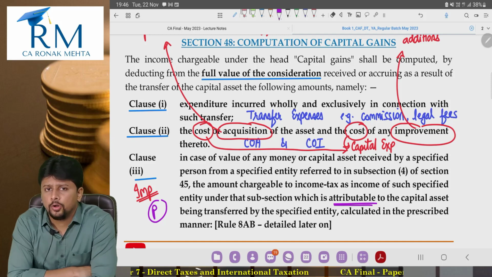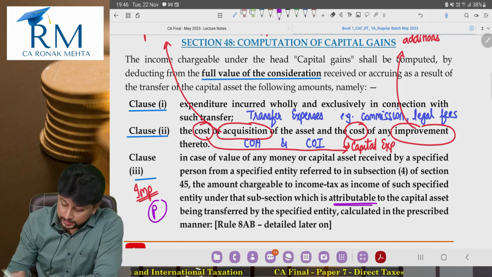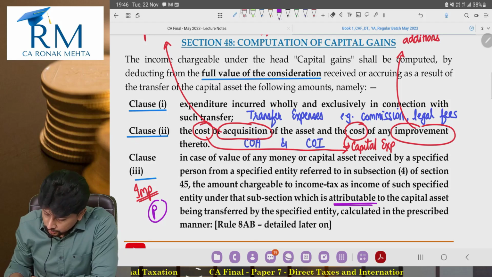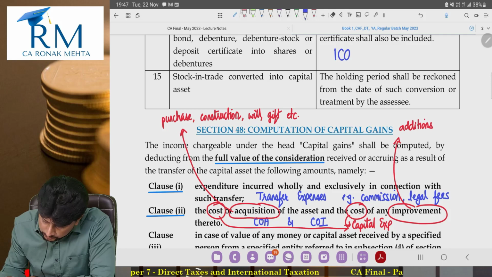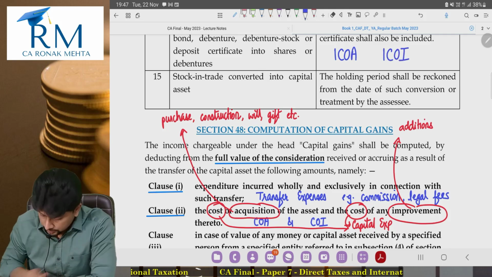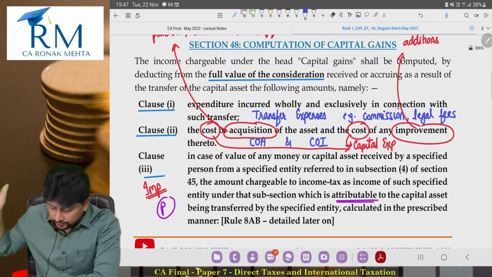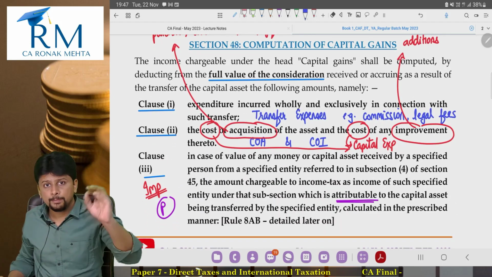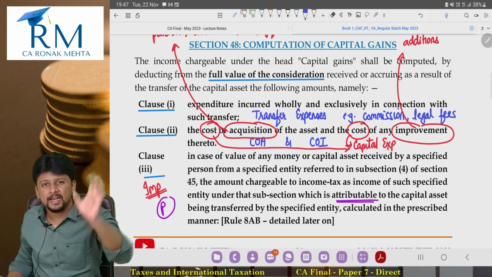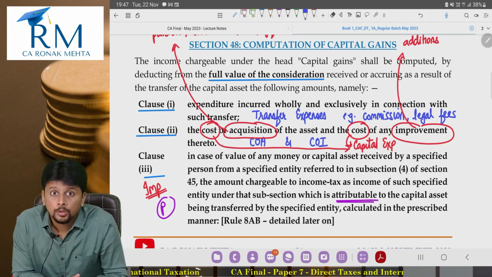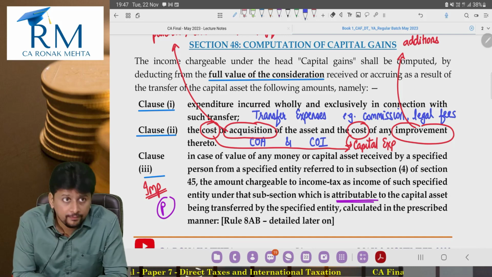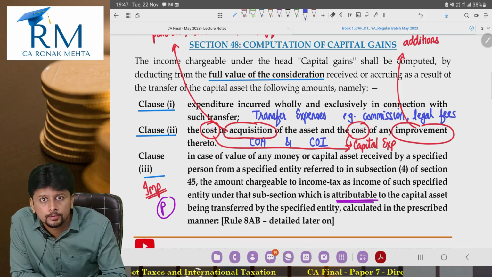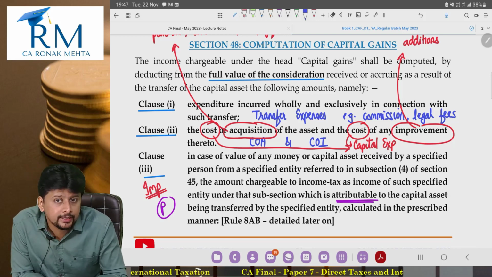Sir, in case of long term, we were told that we have to subtract index cost of acquisition, index cost of improvement. The answer is correct. But this is the section right in front of you where there is absolutely no mention about indexation. So, do you have to do indexation or you don't have to do indexation? In section 48, nothing is written.